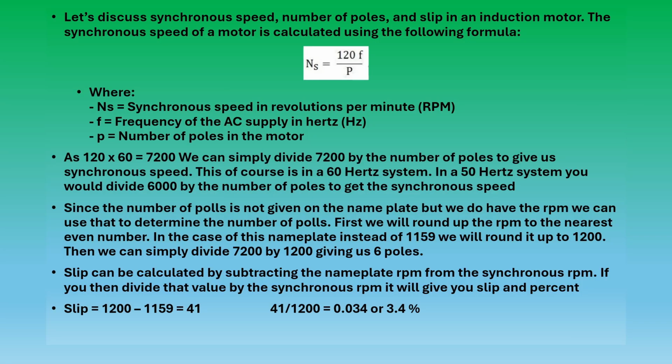Slip can be calculated by subtracting the nameplate RPM from the synchronous RPM. If you then divide that value by the synchronous RPM, it will give you the slip percentage. So in this case, the synchronous RPM of 1200 minus the rated RPM of 1159 gives us a slip of 41 RPM. We take 41 and divide it by 1200, and we can see that we have 3.4% slip.